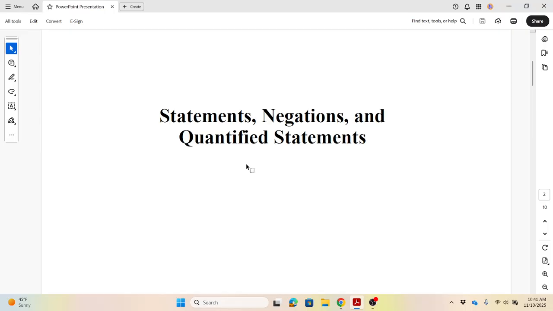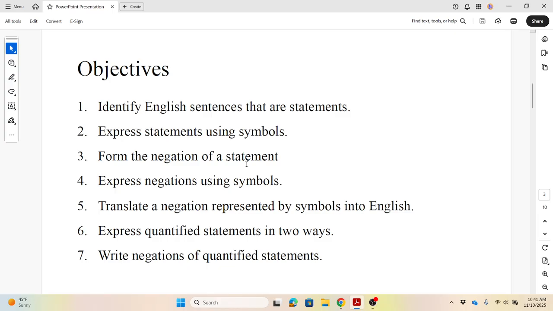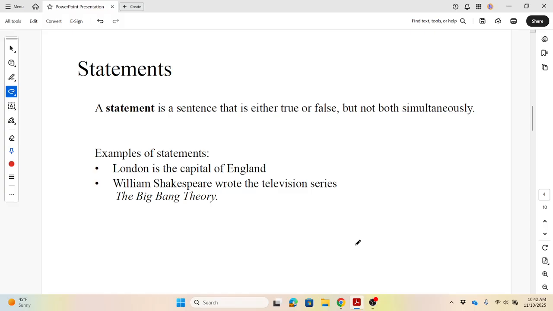Okay, in this section, we are going to discuss statements, negations, and quantified statements. This is actually a logic chapter, so there are a couple of sections we are going to cover. These are the objectives for this section: identify English sentences that are statements, symbolize a statement, form the negation of a statement, express negation using symbols, translate a negation represented by symbols into English, express quantified statements in two ways, and write the negation of a quantified statement.